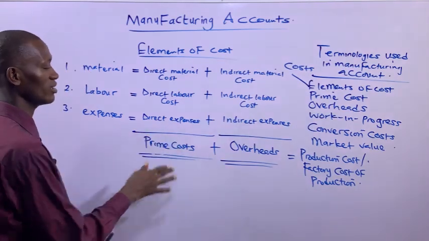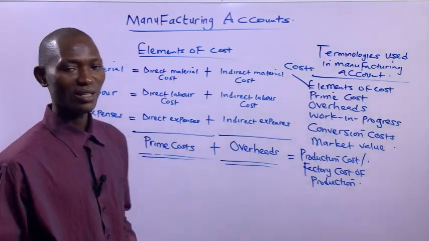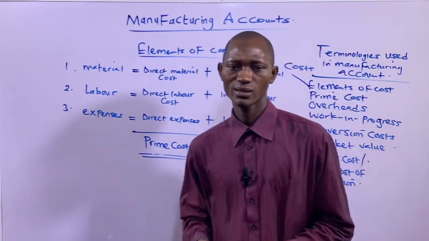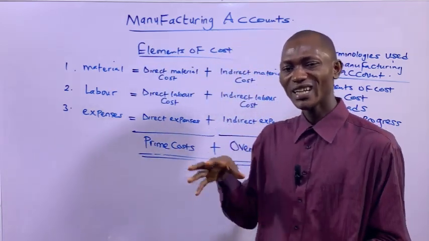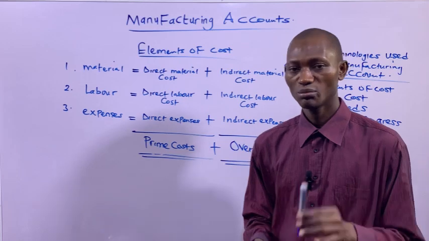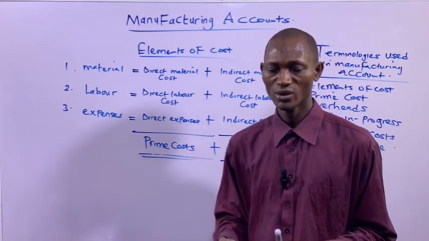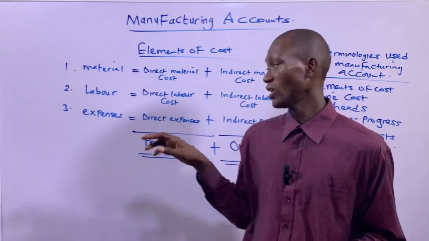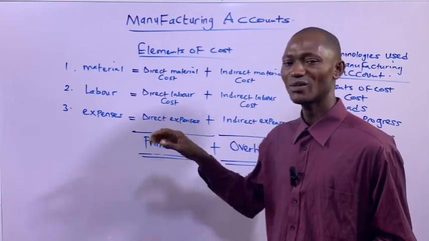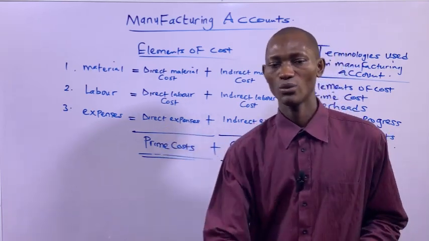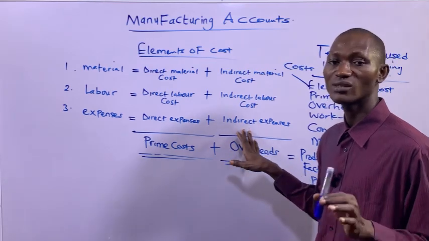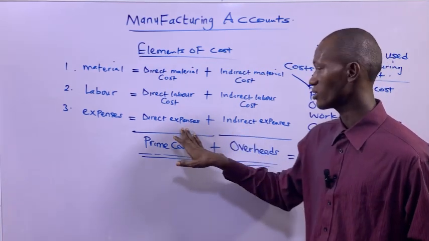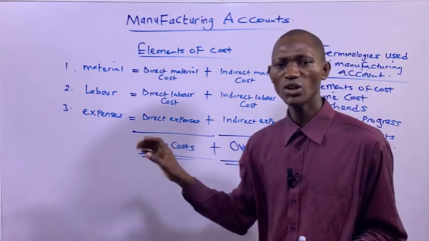And the last but not least, direct expenses. Direct expenses are those expenses that are directly attributable to the production of the commodity in question. Don't forget, these expenses are incurred on the factory floor. But these ones, they are not incurred on the factory floor. So these ones now, they are incurred on the factory floor.